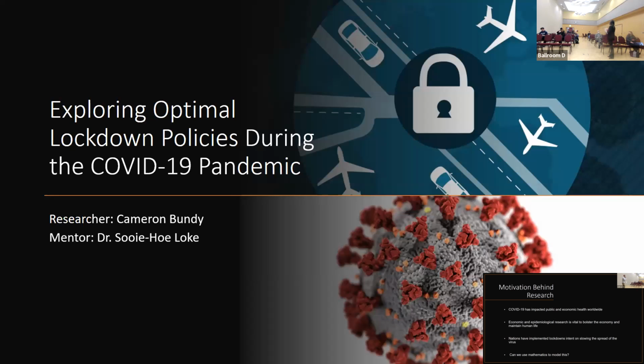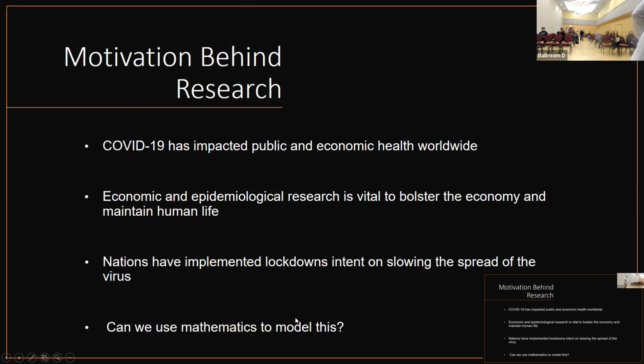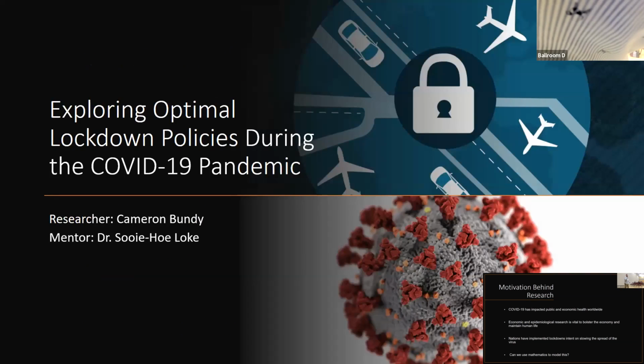And one thing that generally seems to be an area of discussion is lockdown: too much lockdown, too little lockdown. It's affecting the economy, something that people don't really tend to agree on across the board. And so with that in mind, I wanted to see if I could use some mathematics to model lockdowns through the COVID-19 pandemic.